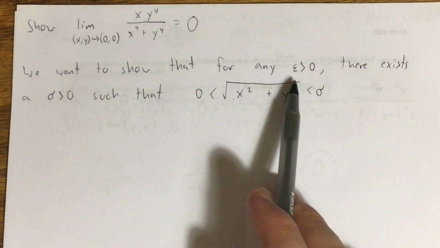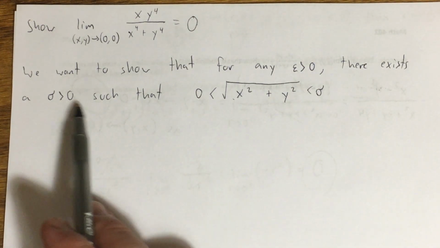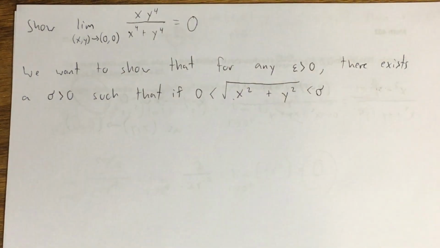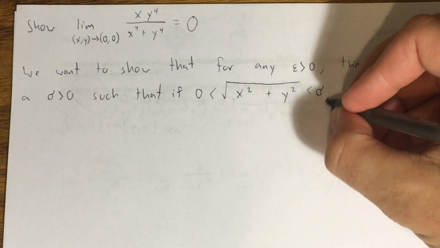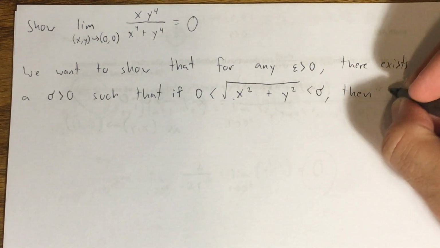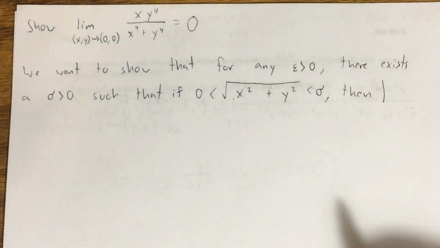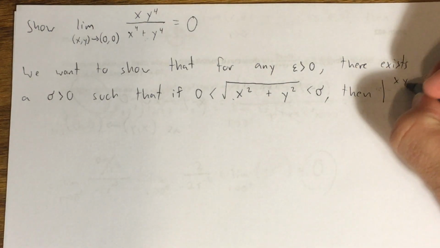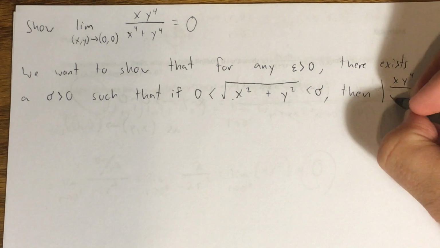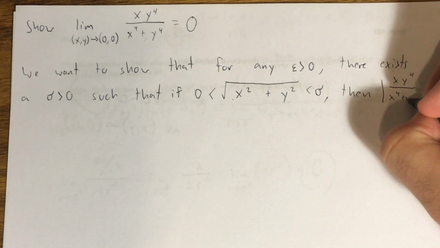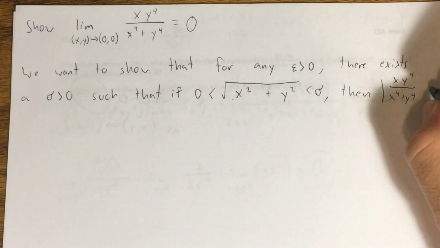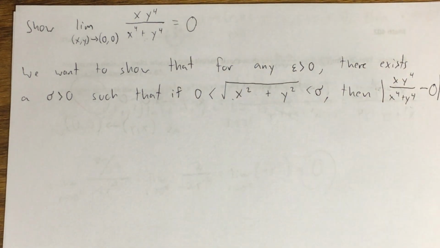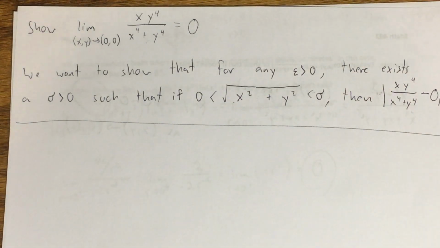So we want to show that for any epsilon greater than 0, there exists a delta greater than 0 such that if, I forgot my if there, if this is true, then, now think of this next part. F of x is this function right here. X, y to the fourth over x to the fourth plus y to the fourth minus our limit, which is just 0, is less than epsilon. That's what we want to show.